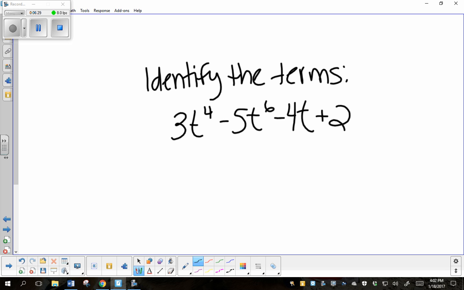I want you to put big spaces between these. Don't make me guess what your terms are. So the terms are the things that are separated by adding or subtracting, even though subtracting is really just adding a negative. So keep that in mind.